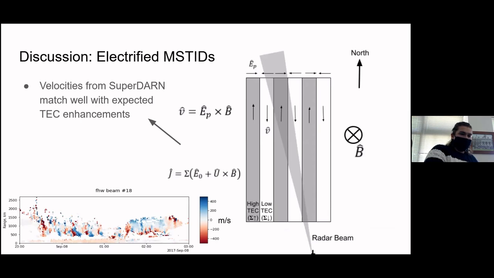So let's talk about electromagnetics and why we're seeing the velocity variation that we're seeing. Here's the radar. North is up. This is 4 days west of 18, so this is looking northwest, but more north than west. This is a single beam of the SuperDARN radar. That's what you can see.